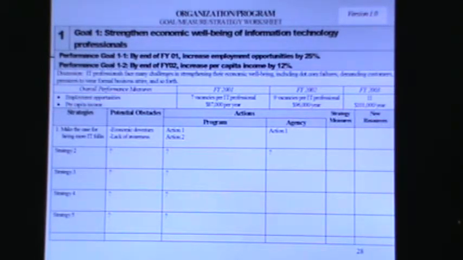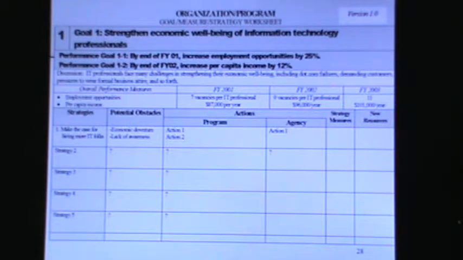Now this chart, I know it's hard to see. We're going to come back to it later when we talk about implementing action plans for different goals and strategies. It's a very busy chart when you look at it on the screen, but you can see at the top it says Goal 1, strengthen the economic well-being of IT professionals. I made that up, right? And so maybe we've got two objectives or performance goals. Maybe by the end of fiscal 01, we want to increase employment opportunities for IT programmers by 25%. And maybe by the end of fiscal 02, we want to increase the per capita income of IT professionals by 12%. I made those up.